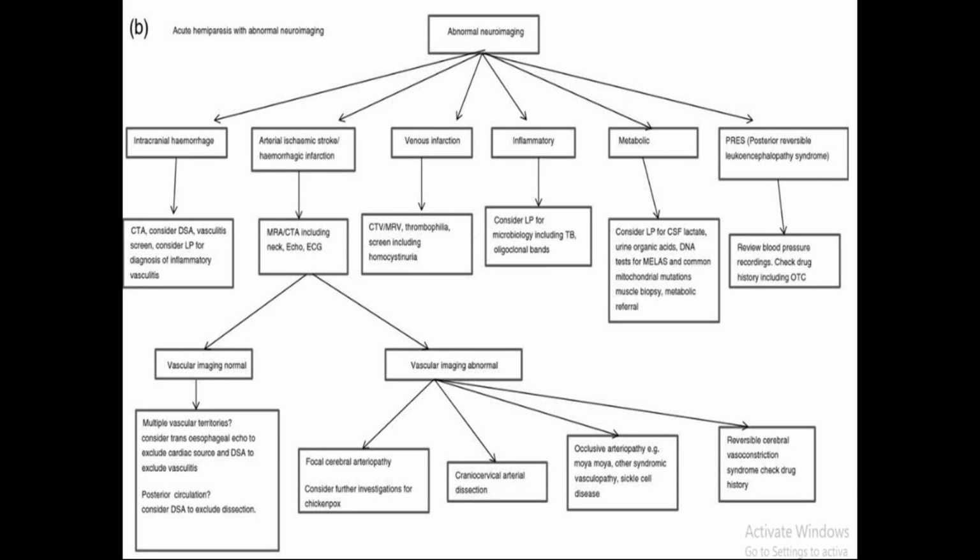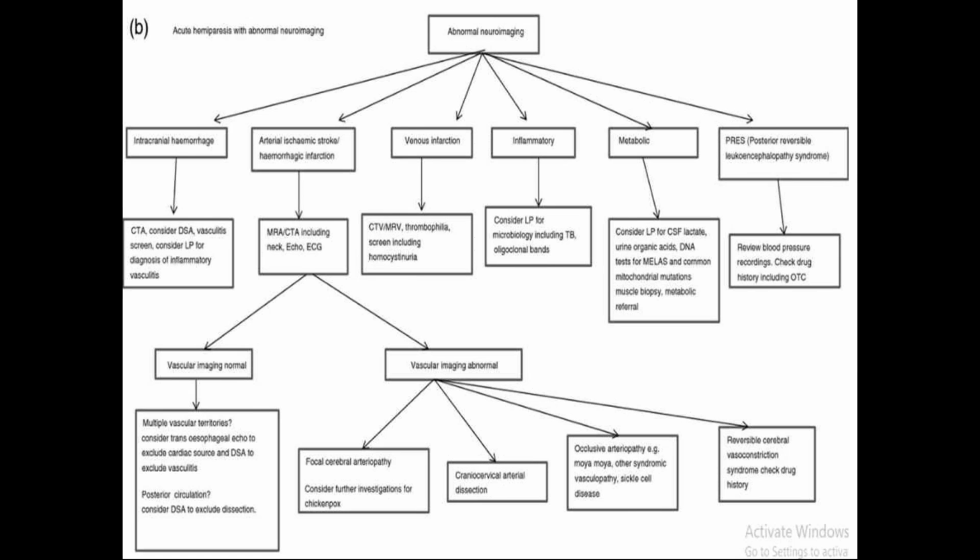Or in case of an older child, you can think of PRES syndrome, that is posterior reversible encephalopathy syndrome. These are the broad classifications when there is an abnormal CT or MRI. Whether there is a bleed somewhere, you need to go for a vasculitis cause or any abnormality. When there is an infarct, it can be a venous infarct or an arterial infarct.